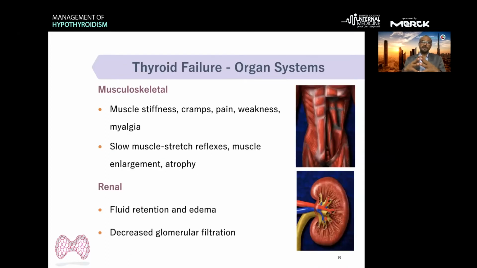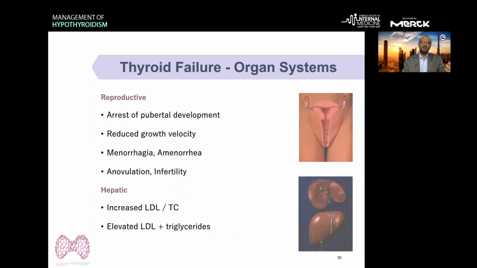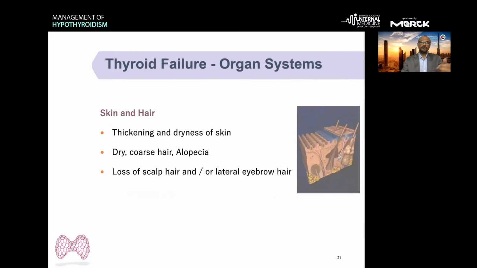And in the musculoskeletal system, a good number of them might present with myalgias and fatigue and cramps. And some of them, when we examine, might have delayed ankle jerks. They might present with some lower limb edema due to decreased GFR. And as I said, they might present with menorrhagia, infertility, and anovulation. And they might present with high cholesterol levels as well, and high LDL compared to triglycerides.